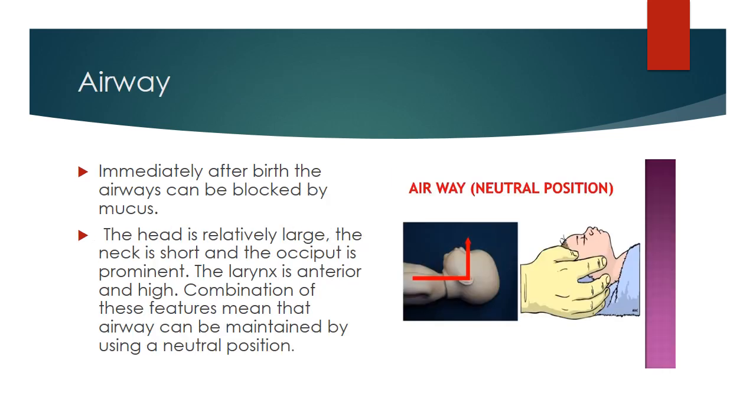Airway. After birth, the airways can be blocked by mucus. The head is relatively large, the neck is short and the occiput is prominent. The larynx is anterior and high. The combination of these features means that the airway can be maintained by using a neutral position.